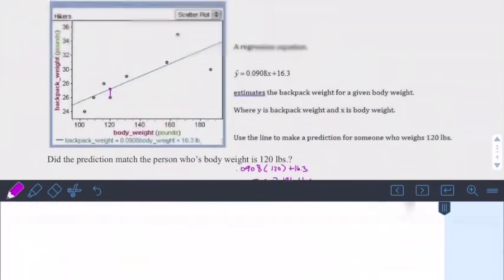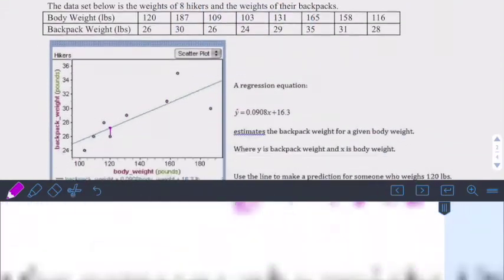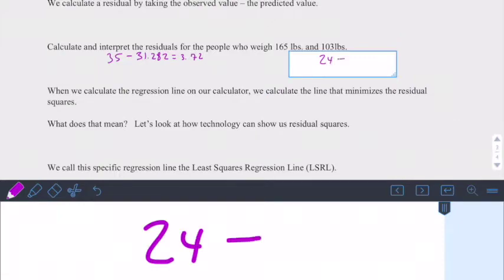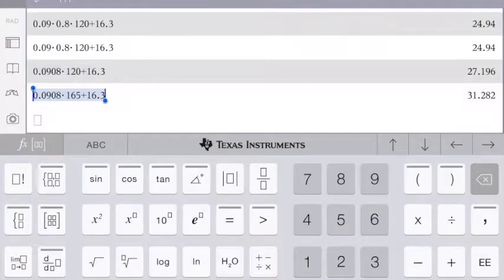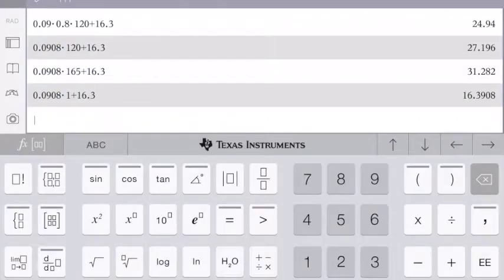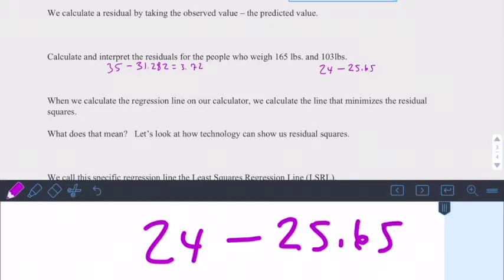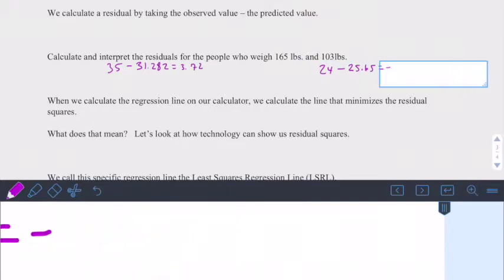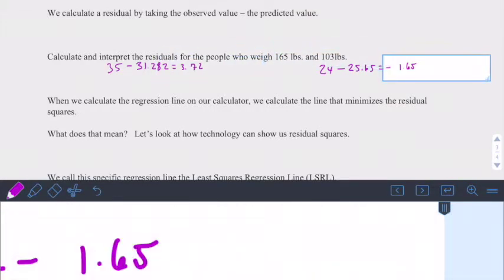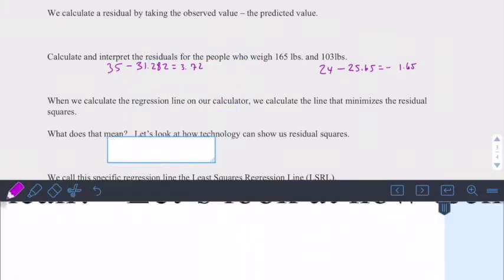And then we can calculate our residual for 103 pounds. The actual value was 24, and then we'll plug in 103. So 25.65, for a residual of negative 1.65. So these are the errors. This one was below, this one was above.